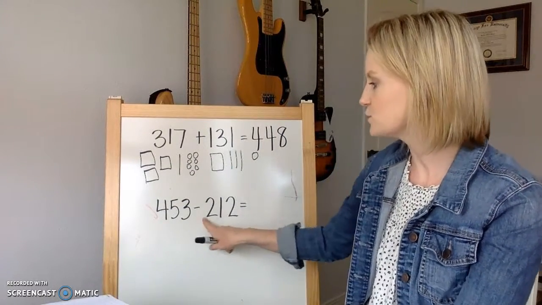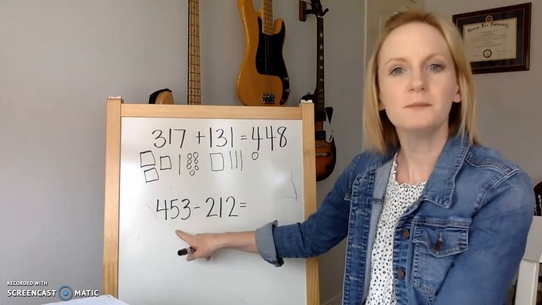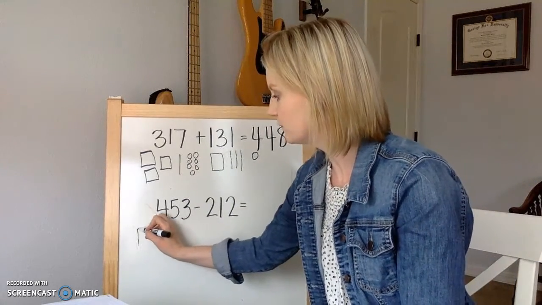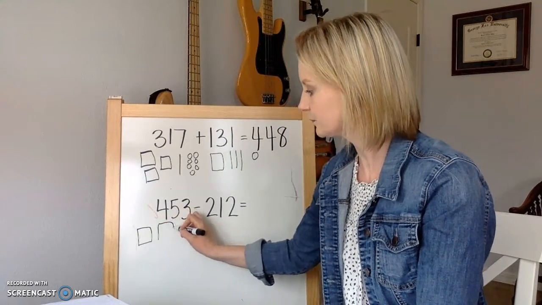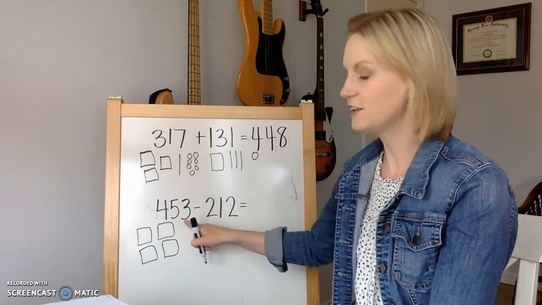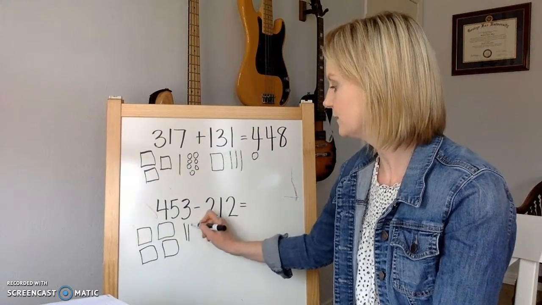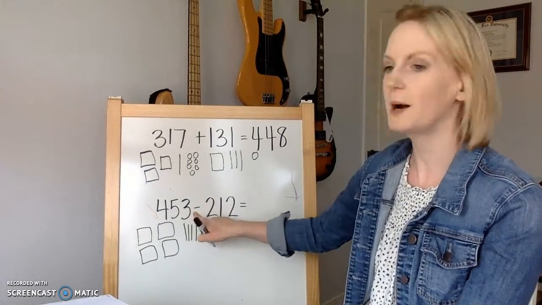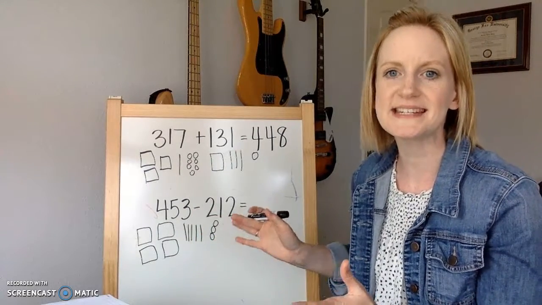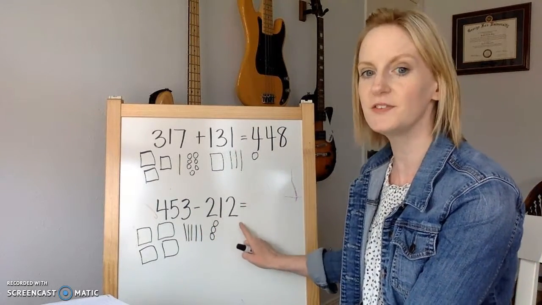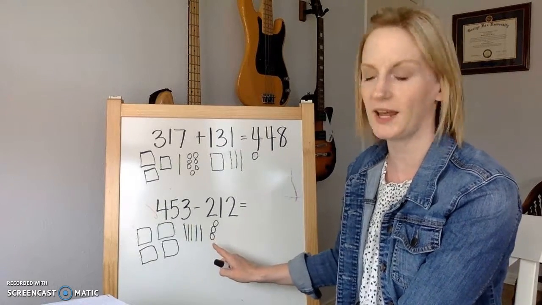All right, let's look at a subtraction problem. Using the quick 10 strategy, you are still going to draw it out, 400, 53, so 5 tens and 3 ones. But in this problem, I'm subtracting, so I need to take away. So I'm not going to draw anything for this number. This is what I'm going to be taking away.